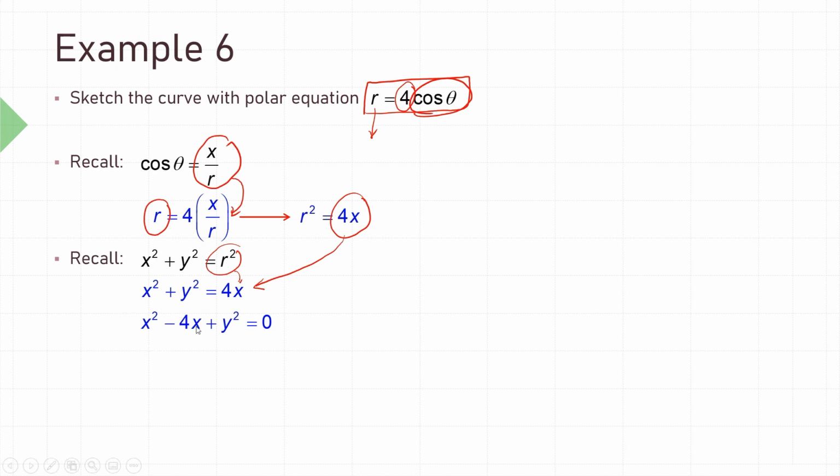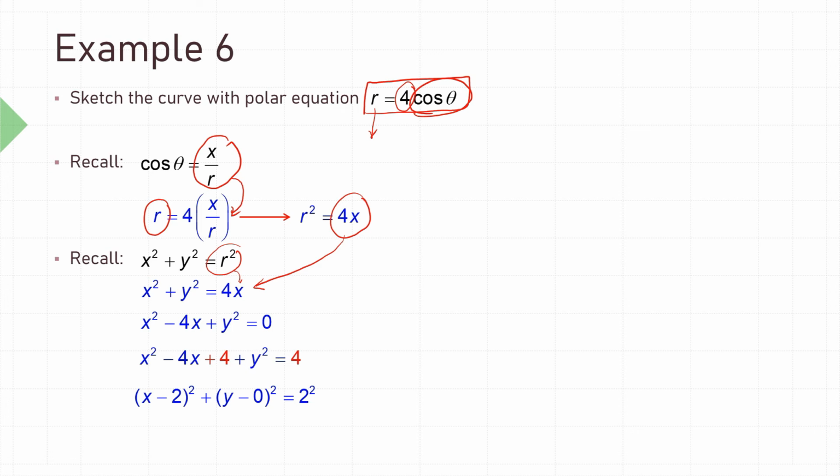Now we try to add 4 on both sides. So I add 4 on the left side and also add 4 on the right side. So we try to factorize this one. We'll get (x minus 2) squared, since y is alone, plus (y minus 0) squared, and 4 can be written as 2 squared.